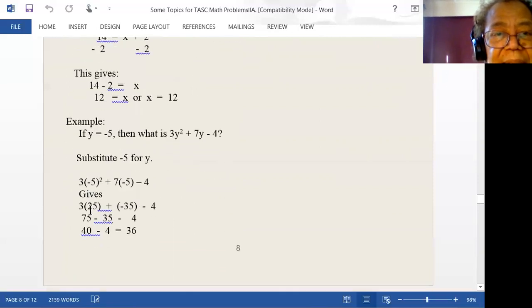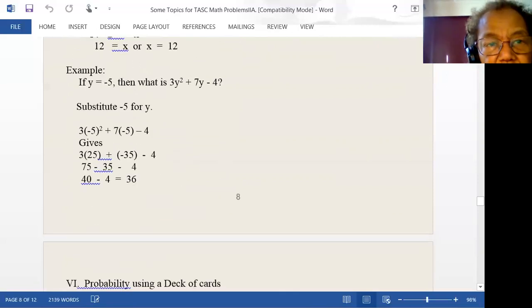Okay, let's take another substitution. If y is minus 5, what is 3y squared plus 7y minus 4? Wherever we see a y, we want to put a minus 5. So 3y squared becomes 3 times minus 5 squared. 7y becomes 7 times minus 5.